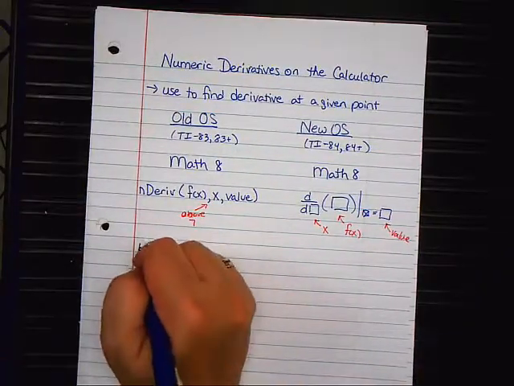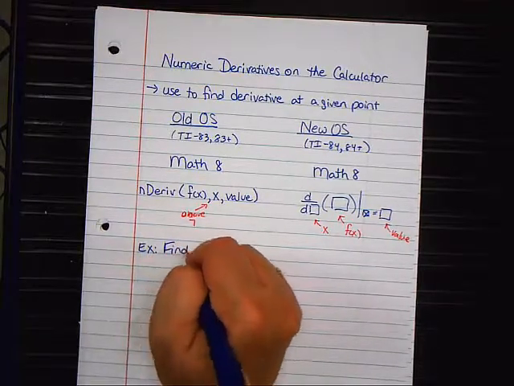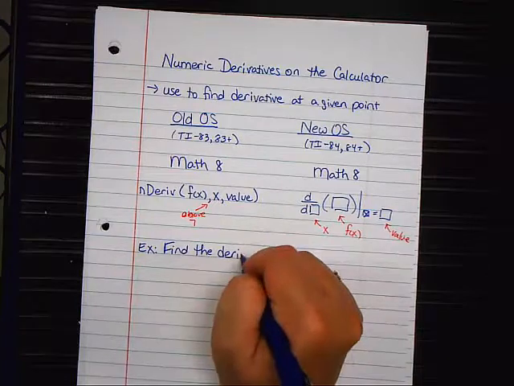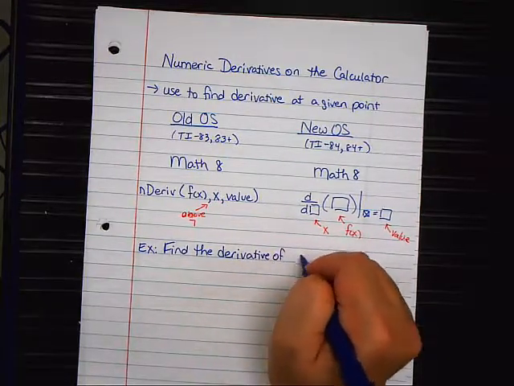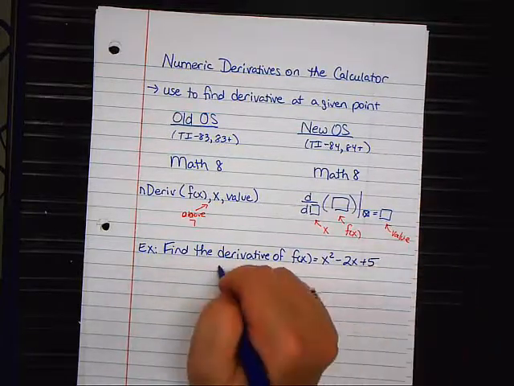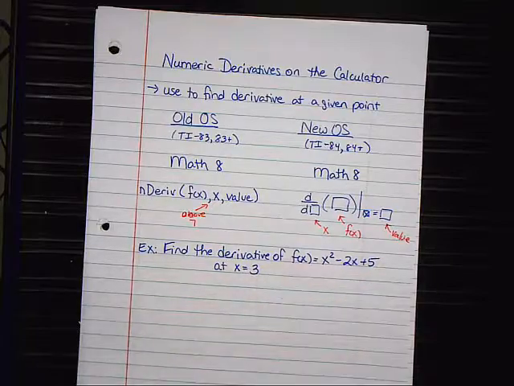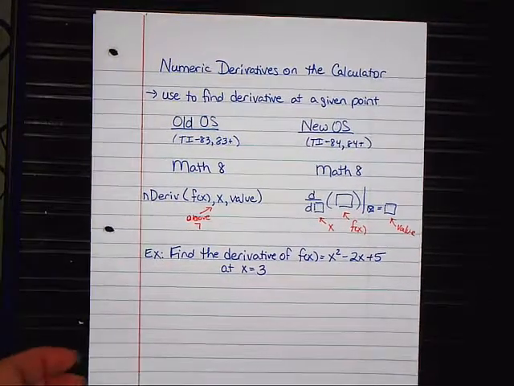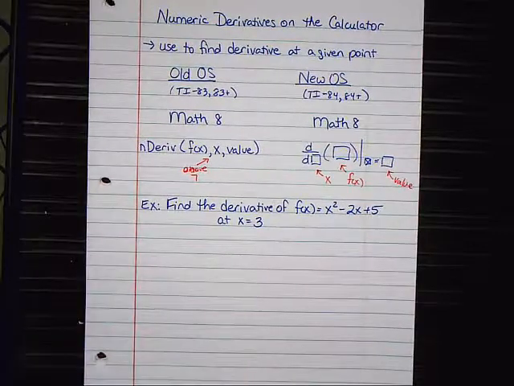So, for example, find the derivative of f of x equals x squared minus 2x plus 5 at x equals 3. Find the derivative of f of x equals x squared minus 2x plus 5 at the point x equals 3. So our expression is going to need d over dx. That's going to be an x right there. Always an x. I'm going to do it both ways. I'm going to start with the 84 people.